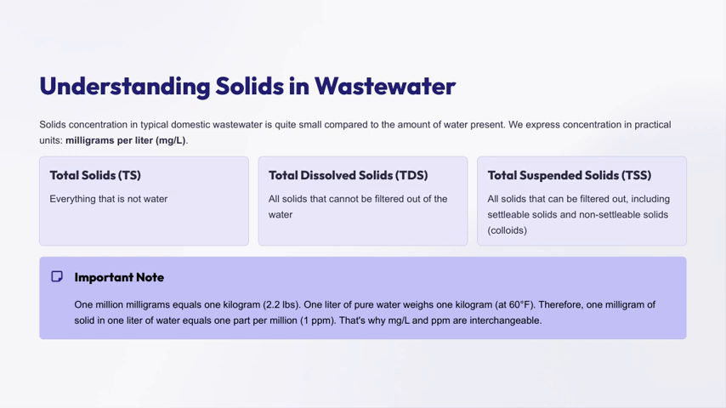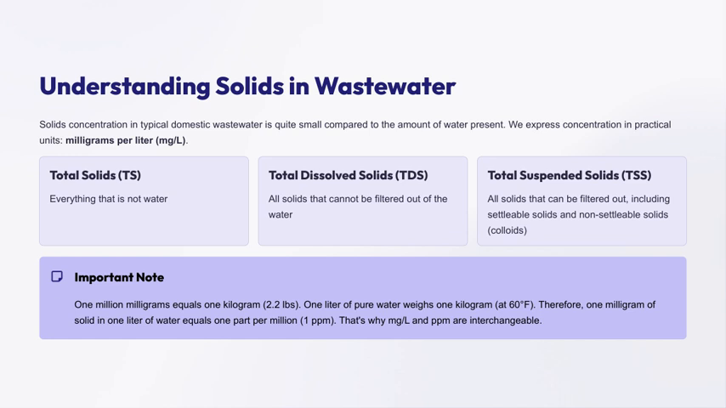Now, when we talk about total solids, or TS, we're referring to everything that isn't water. Basically, all the solids in the sample. Within that, we have total dissolved solids, TDS, which are the solids that can't be filtered out. They're dissolved in the water.